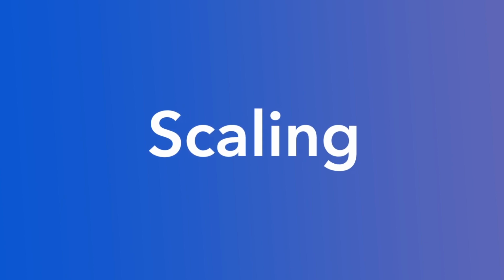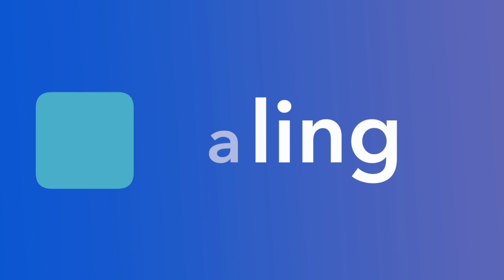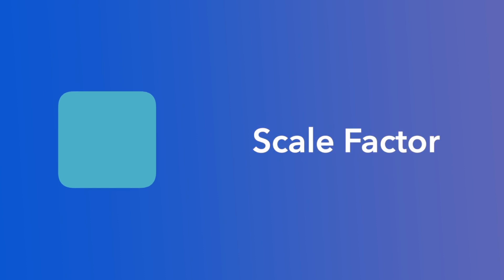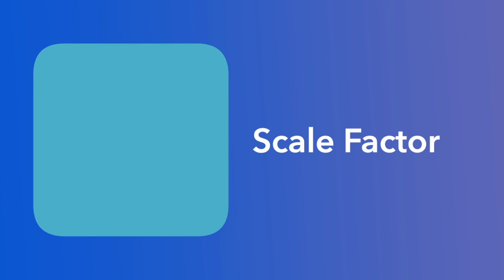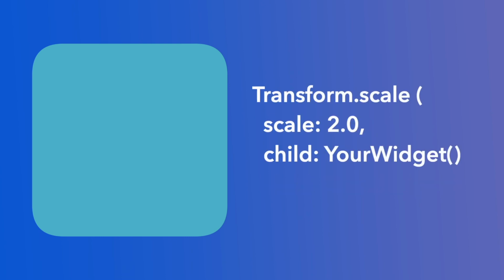Scaling increases the size of the child widget in one or more directions by defining a scale factor. A scale factor of 2 means that the child will become twice the size. The transform.scale constructor allows us to define the scale across the x and y axes using the scale x and scale y parameters, or together using the scale parameter.